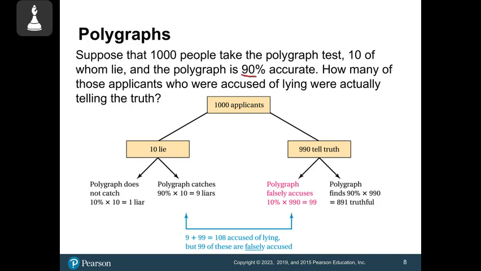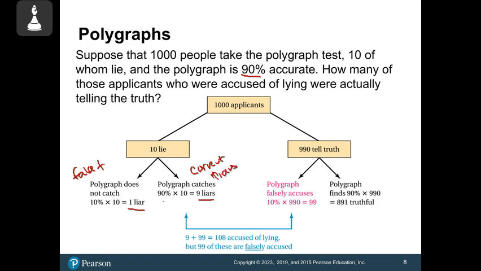If the polygraph is 90% accurate, in the liars, it's going to catch 90% of them lying. So 90% of 10 is 9 liars, meaning that there's 1 liar over here that they're not going to catch. So this one's going to get away scot-free. They're going to say that this liar is telling the truth, and that's going to be a false positive. So this is a false positive. This one is correct. These are correct liars.